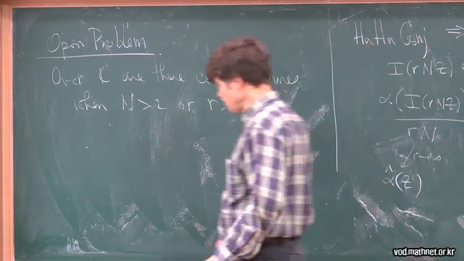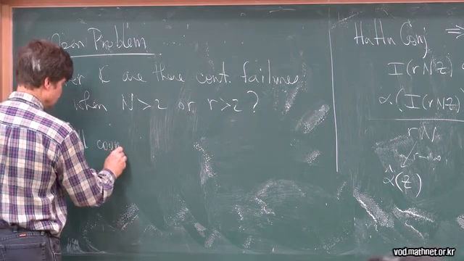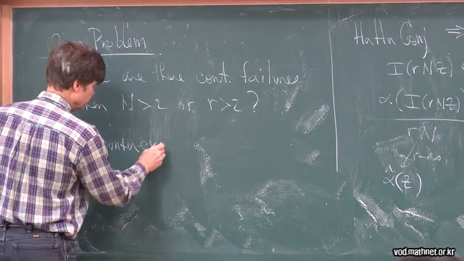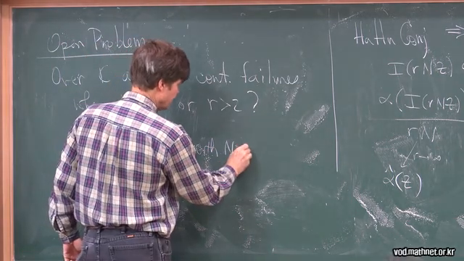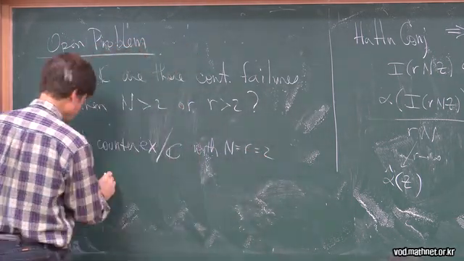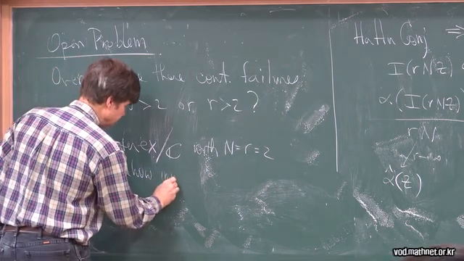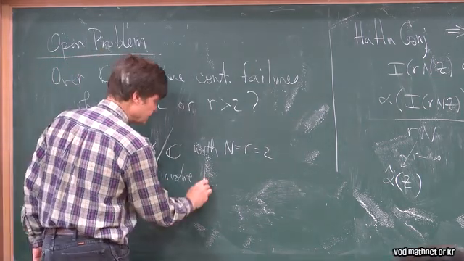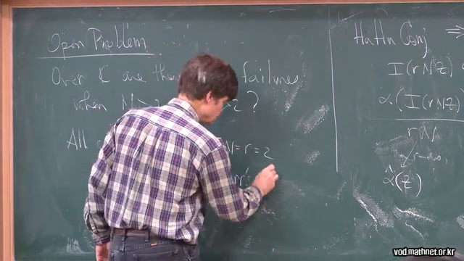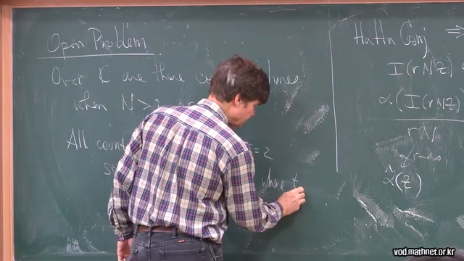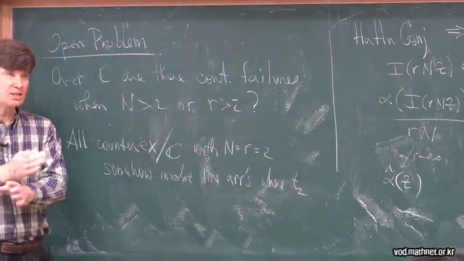So all of the counterexamples over the complex numbers with N equals r equals 2 somehow involve line arrangements where the number of points where there are just 2 lines crossing is small.